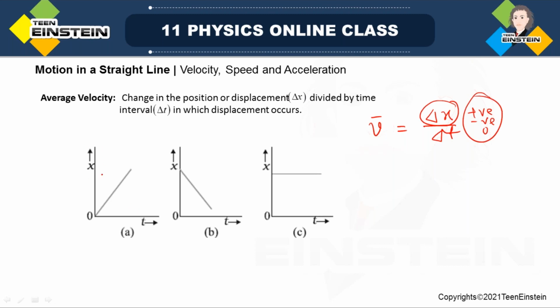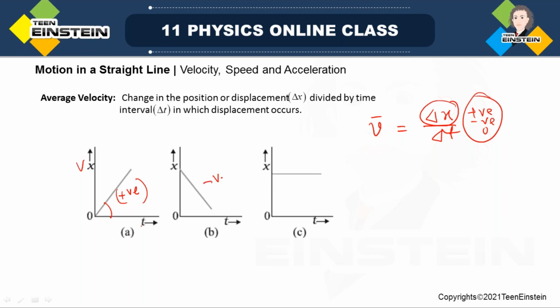See, these curves are actually drawn in the position time plane. So this is the position, this is the time. So this curve is showing the positive slope, or positive value of the average velocity of the object which is moving along the x direction in a straight line. So this shows the positive slope. Okay, positive slope.